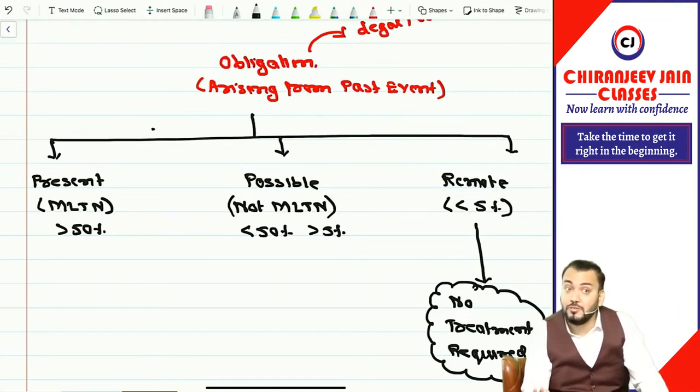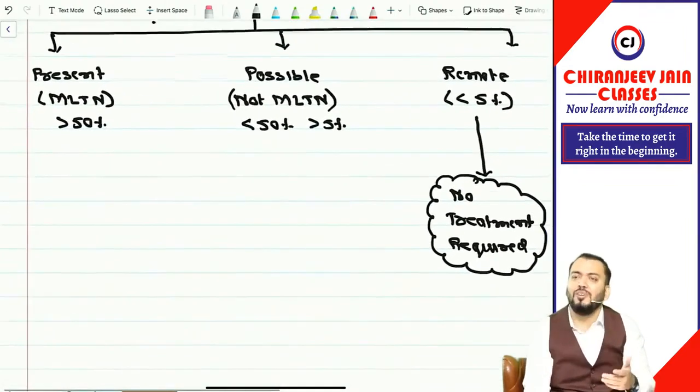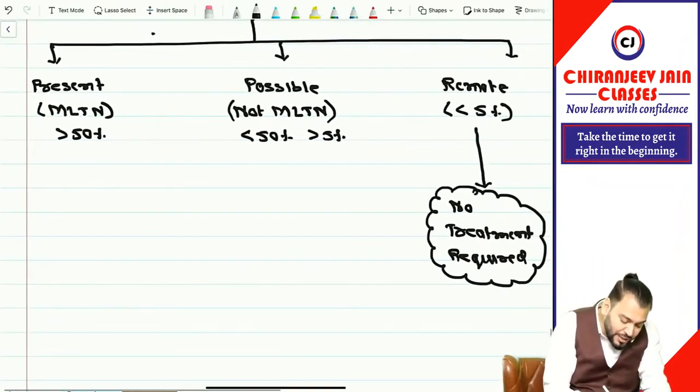Till now you have not understood. Till now you are in CA Inter. There are two more conditions. All present obligations will not be recognized as provision. Correct? There are two more conditions, right? Can you see there are two more conditions also?